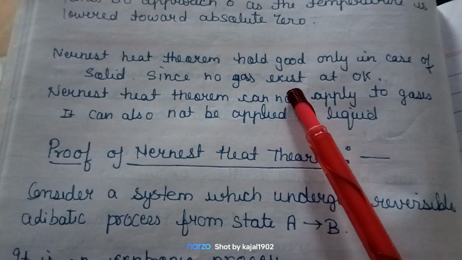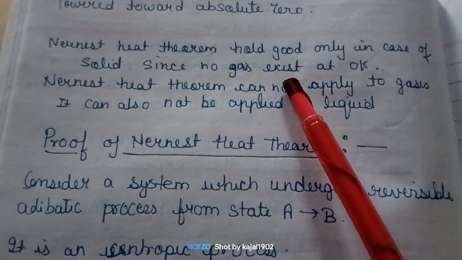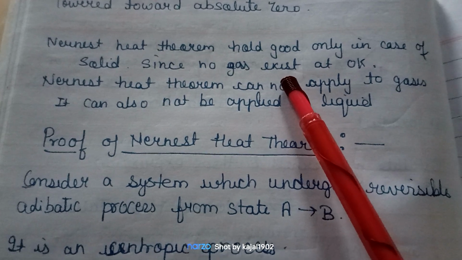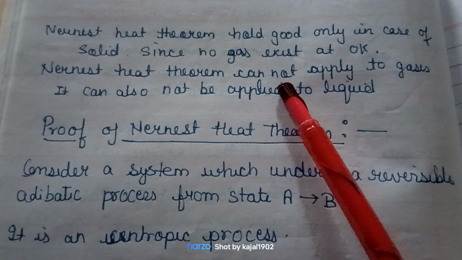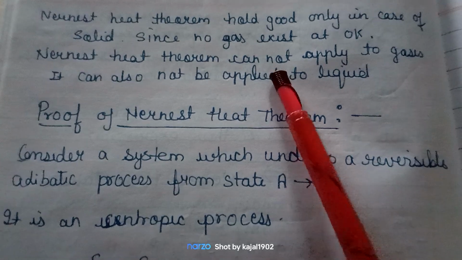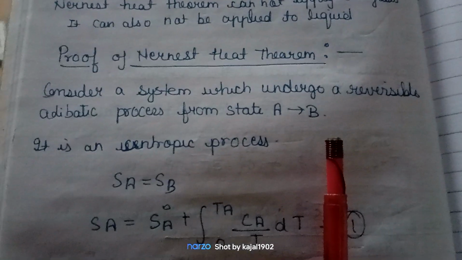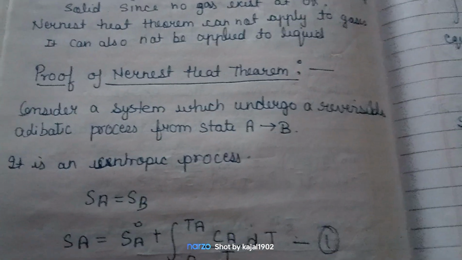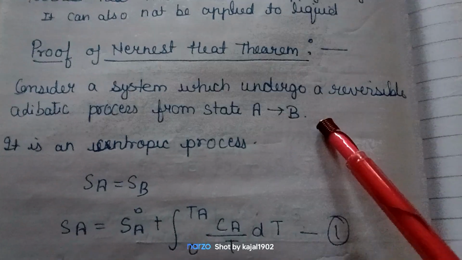Nernst heat theorem holds good in the case of solids. Since no gas exists at 0 Kelvin, Nernst heat theorem cannot apply to gases. It also does not apply to the case of liquids. So here we come to the proof of the Nernst heat theorem.